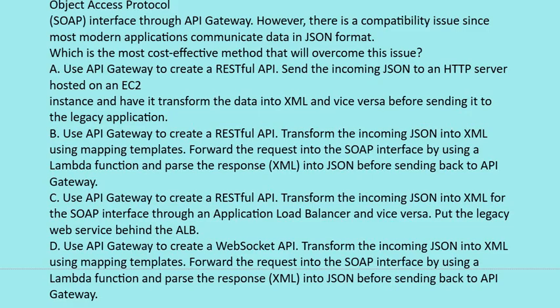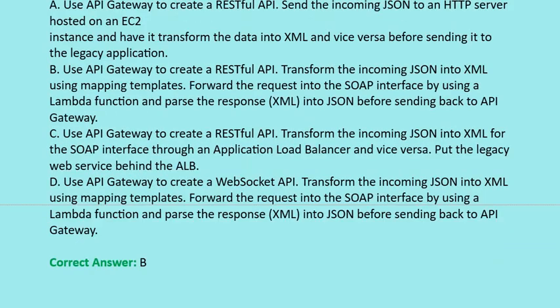Option C. Use API Gateway to create a RESTful API. Transform the incoming JSON into XML for the SOAP interface through an Application Load Balancer and vice versa. Put the legacy web service behind the ALB. Option D. Use API Gateway to create a WebSocket API. Transform the incoming JSON into XML using mapping templates. Forward the request into the SOAP interface by using a Lambda function and parse the response XML into JSON before sending back to API Gateway. Correct answer is option B.